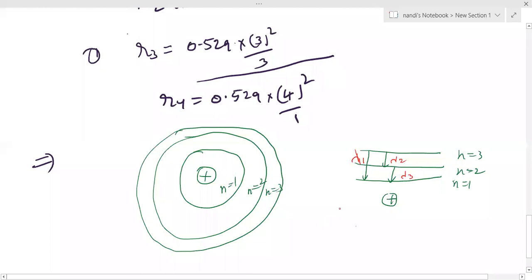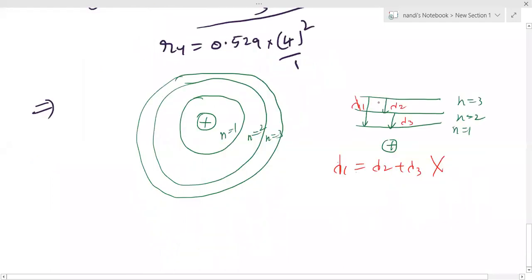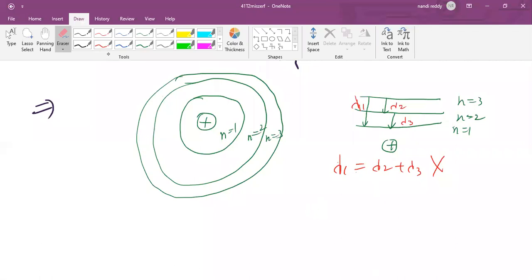What values are we expecting? Lambda 1 equal to lambda 2 plus lambda 3. This is wrong. You need to add in terms of energy only. E equals hc by lambda. Energy we can add directly, but wavelengths we can't add.